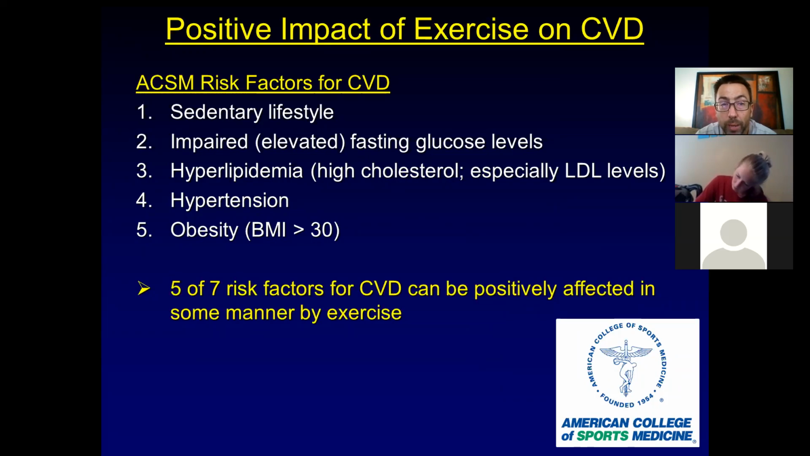okay? Having impaired or elevated fasting glucose levels is a risk factor because diabetes is a secondary risk factor for the development of coronary artery disease. If you meet the exercise guidelines or the physical activity guidelines, you're going to have, again, a dramatic reduction in your chances of having impaired fasting glucose, regardless of obesity levels.